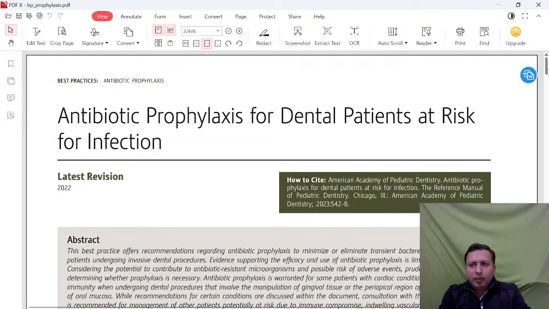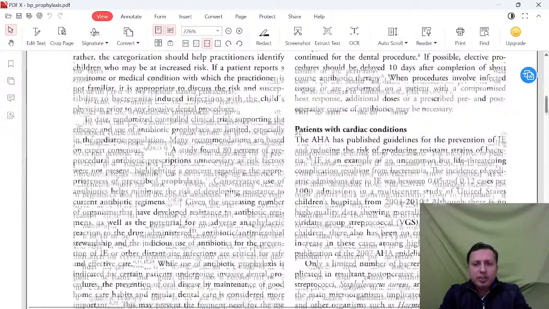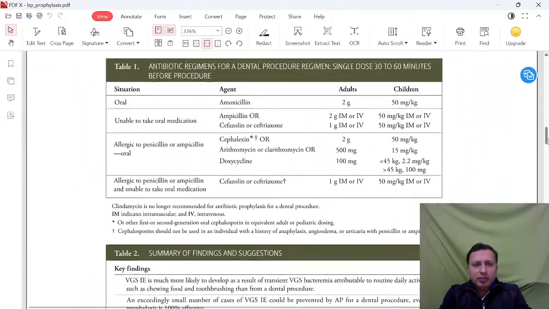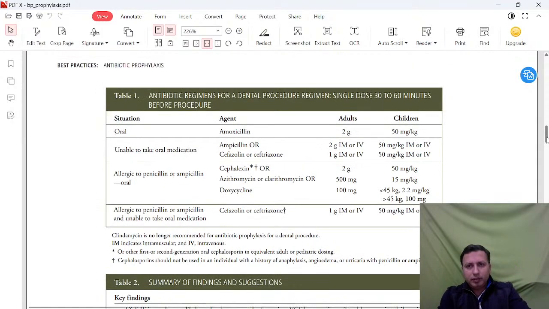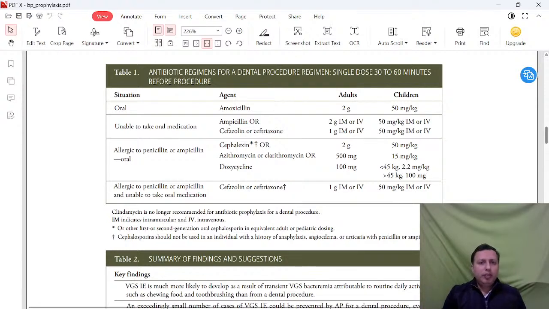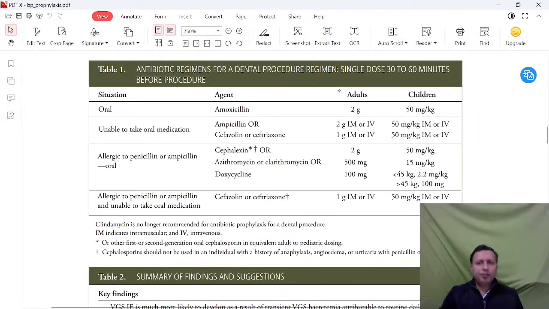Now this is a chart that I have downloaded for you, the antibiotic prophylaxis. If you see this chart, they mention the antibiotic regimens for a dental procedure: single dose 30 to 60 minutes before the procedure. Orally we are giving amoxicillin, 2 gram in adults and 50 milligram per kg in children. For those unable to take oral medication, we can go for intramuscular or IV solutions also.